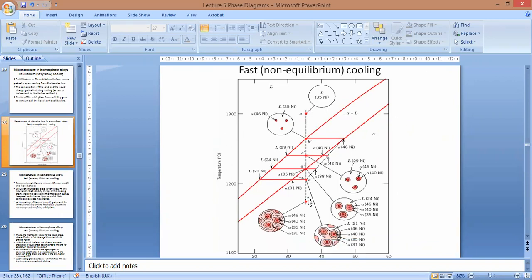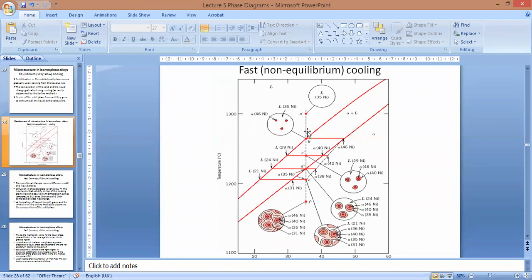So again, you have our composition for all the points, as you can see in a straight line, meaning they are the same overall composition, which is at 35 weight percent nickel. For liquids, just like in the equilibrium cooling, it's just liquids. There are no solids at this point. As you begin to drop your temperature, you come to point B. What is happening? The crystals are beginning to form, just like in the first one.